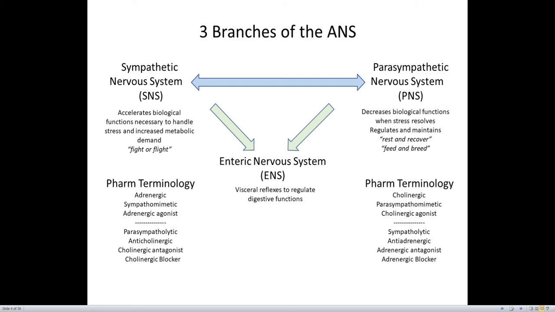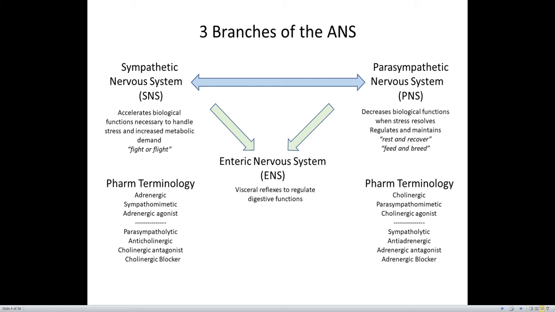On the other side of this is the parasympathetic nervous system, which is the opposite. It's basically the rest and recover or feed and breed part of the autonomic nervous system that decreases biological functions when the stress resolves. And then the third one is the enteric nervous system. And this is basically the visceral reflexes of the digestive tract that are involved in digestive functions. For the purpose of this presentation, we will focus on the sympathetic and parasympathetic nervous systems.